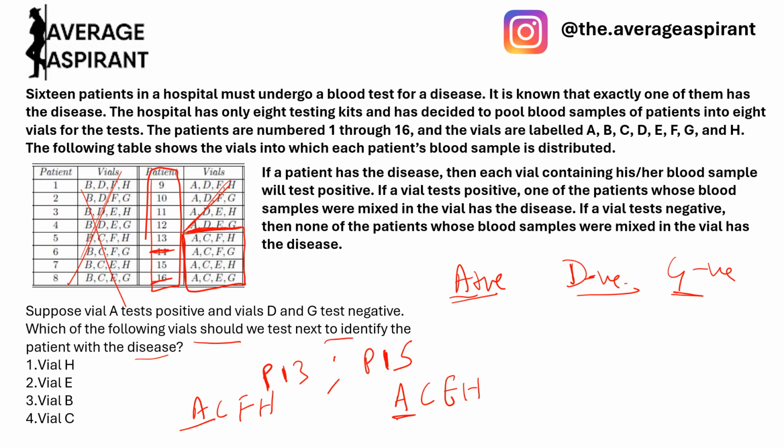Which vial should we check next to find out which of the patients has the disease? If we check C, both of them have C. Whether it turns out positive or negative, it will not help our case because both of them have it.